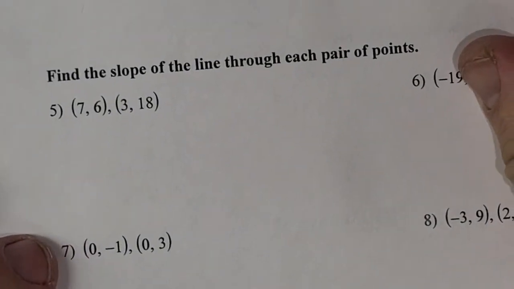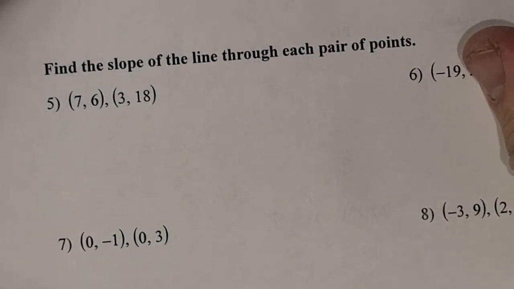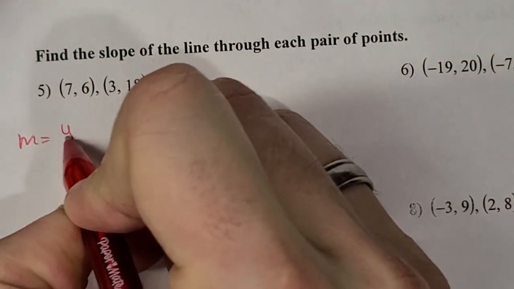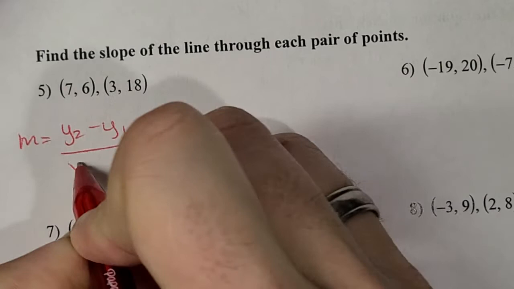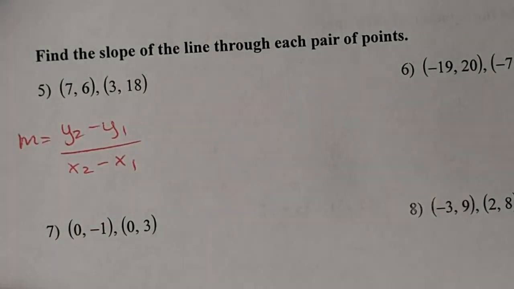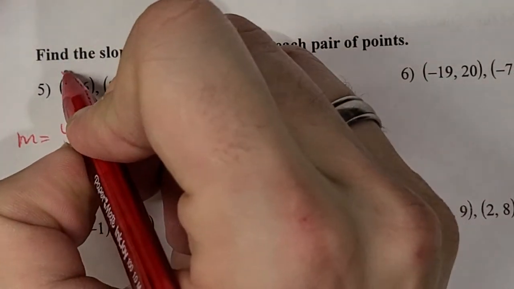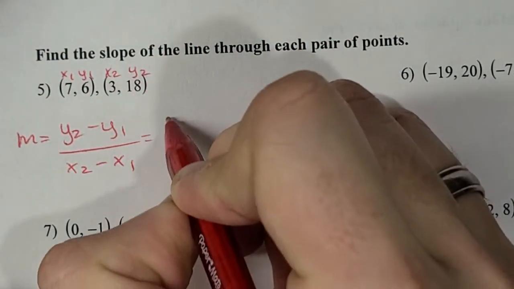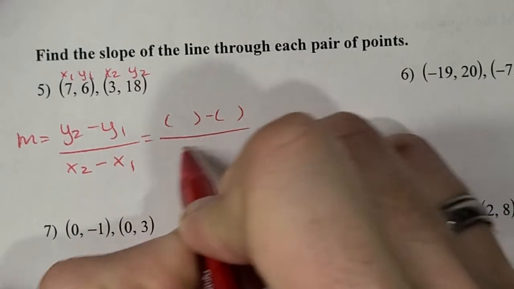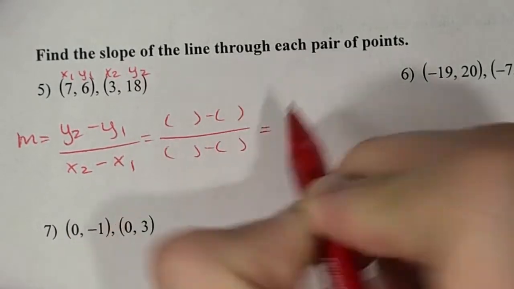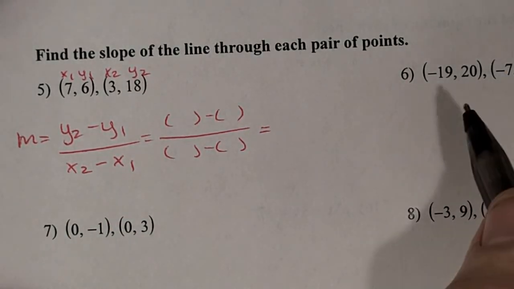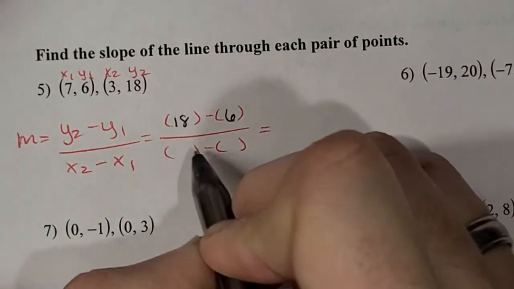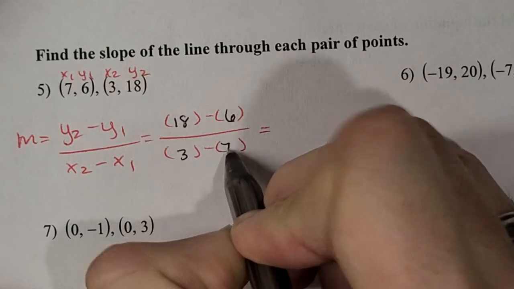Anyways. All right, so number 5 through 8. This is where you needed this formula. y2 minus y1 over x2 minus x1. That's when you come up here and label these x1, y1, x2, y2. And I recommended you put these parentheses. It just keeps things organized, helps with negatives. So in this case, it would be y2 minus y1 over x2 minus x1.